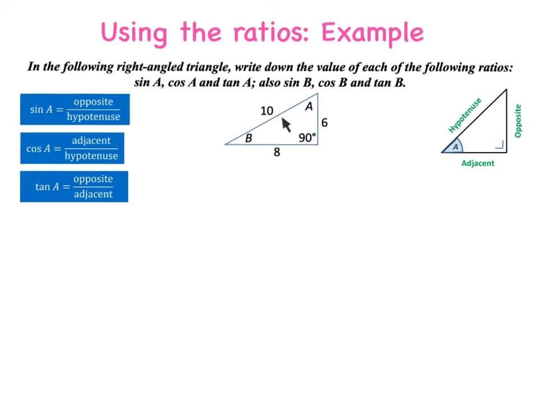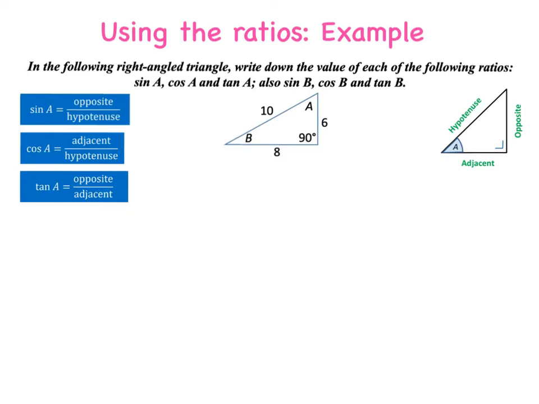So here we have a right angle triangle, and I know it's a right angle because of this 90 degree here. I also have the hypotenuse, which is 10, 8 and 6. Now the hypotenuse is 10 and it will not change, but the adjacent and the opposite will change depending on my angle. So for this example, I'm going to find sine A, cos A and tan A, and you're going to find sine B, cos B and tan B.